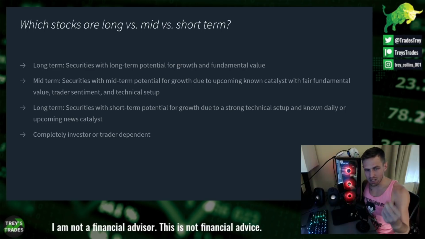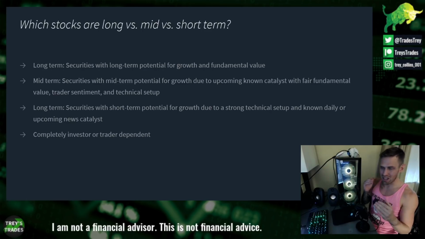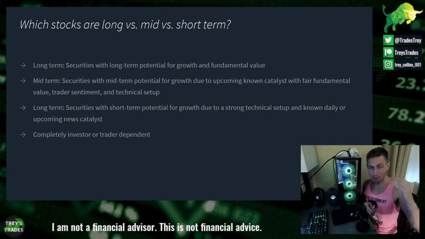So this is completely investor or trader dependent, how you want to allocate which stocks are long-term or mid-term or short-term. Some people might think that a stock is long-term, and then some people might think that same stock is short-term, right? So I know some people will day trade Microvision, whereas I believe that is going to be a stock that 1, 2, 3, 4 years down the road is going to continue to grow.